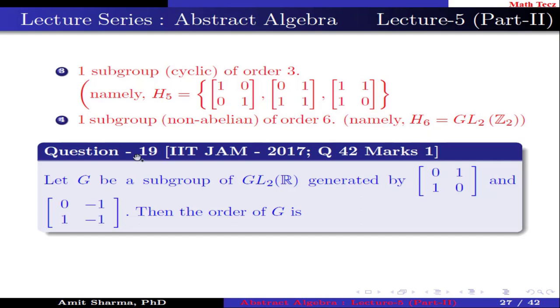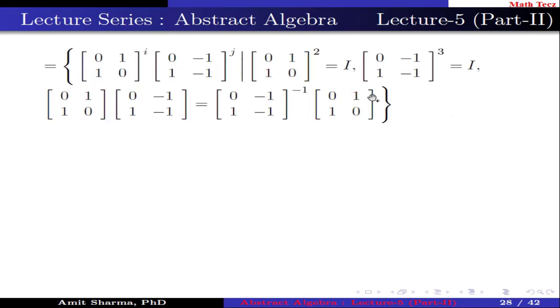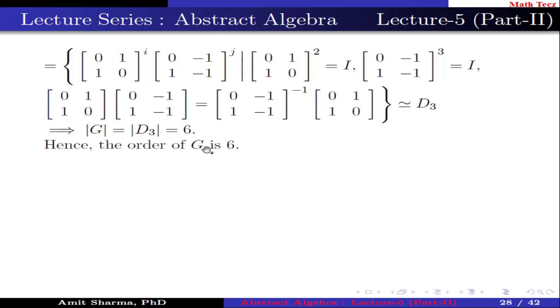Question number 19. This question was asked in IIT-JAM exam in 2017. Let G be a subgroup of GL(2, R) generated by [0 1; 1 0] and [0 -1; 1 -1]. Then the order of G is? It is given that G is generated by these elements, which can be further written as this, which is isomorphic to D3, which implies order of G equals order of D3, which is equal to 6. Hence, the order of G is 6.